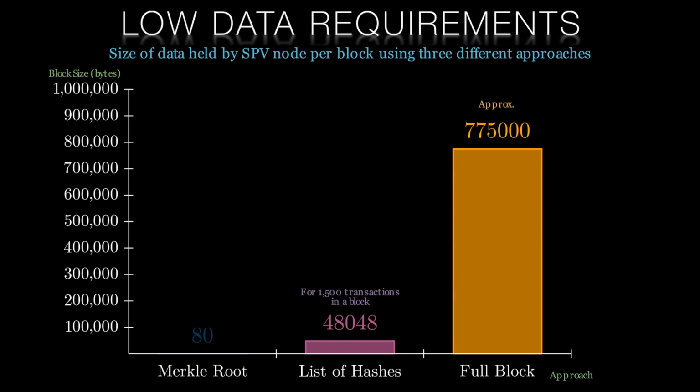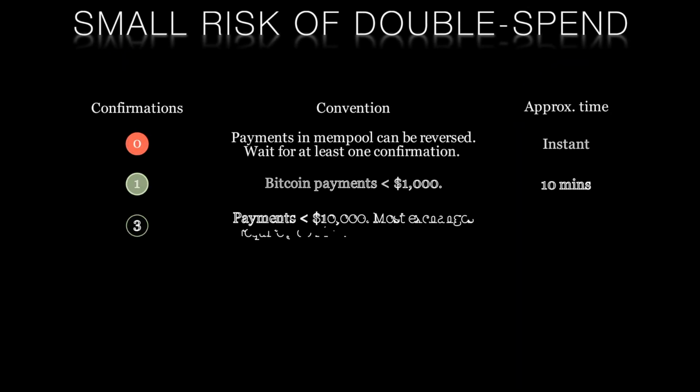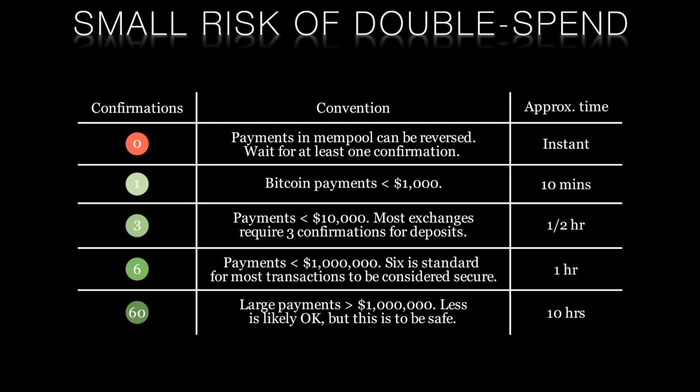Most transactions sit in the 400 to 600 byte range, meaning that a typical block is 750 to 800 kilobytes in size. This simplified payment verification strikes a balance between practicality and security. There is a small possibility of double spend. If complete security is desired, then waiting for a set number of confirmations would be the best approach.